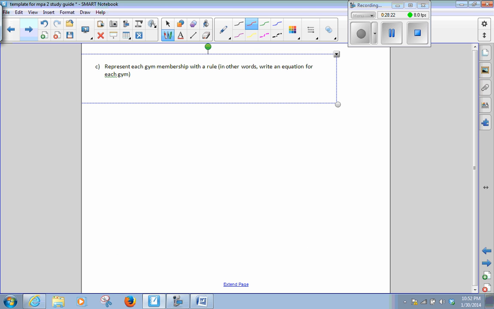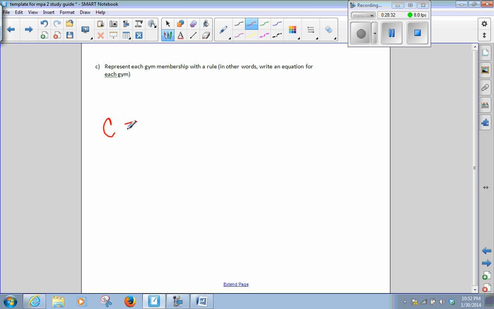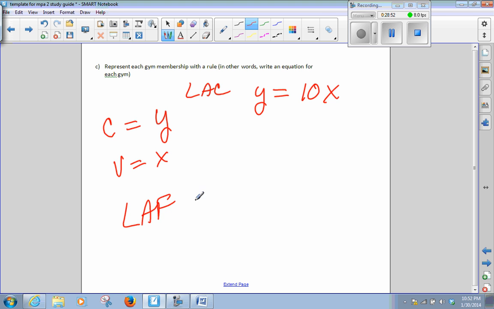C says represent each gym membership with a rule. In other words, write an equation. So C, the total cost, they told us to make our Y, and visits, they told us to make our X. So C is going to be Y for total cost. Visits is going to be X. So for the LAC, since they charge $10 a visit, your total cost, Y, is going to be equal to $10 times your number of visits. For LA Fitness, your total cost, Y, is going to be $40 because that's what you have to start off owing, plus $2 times every visit.